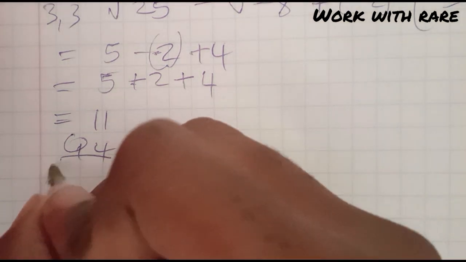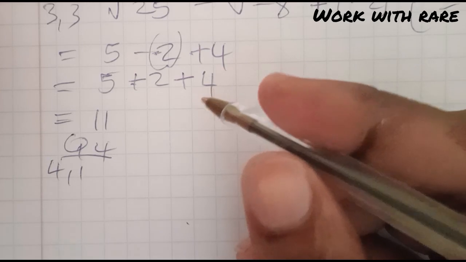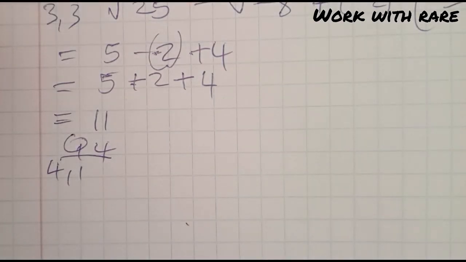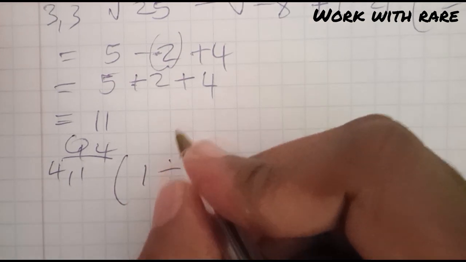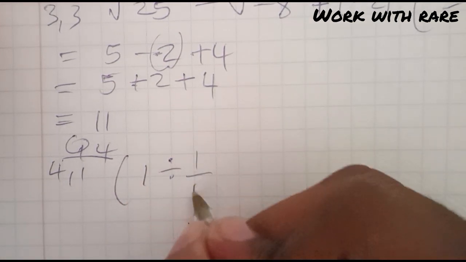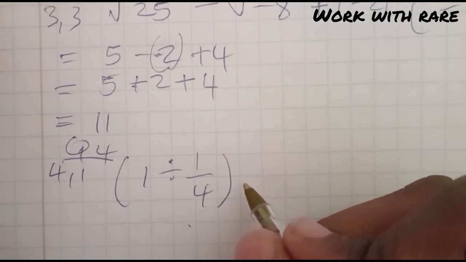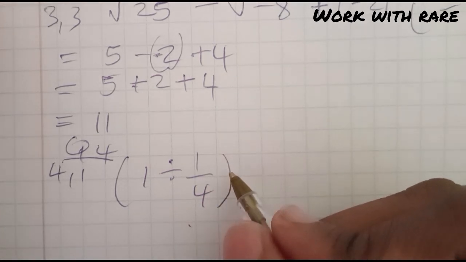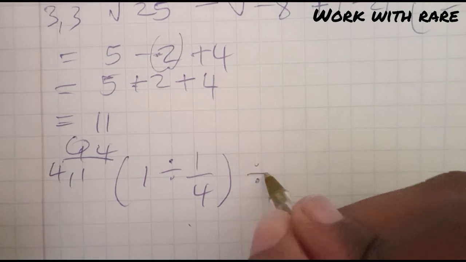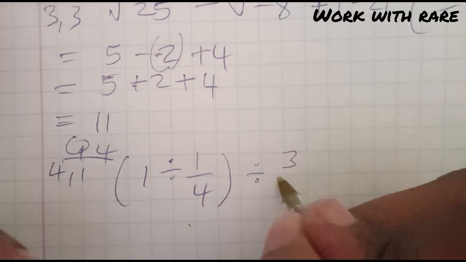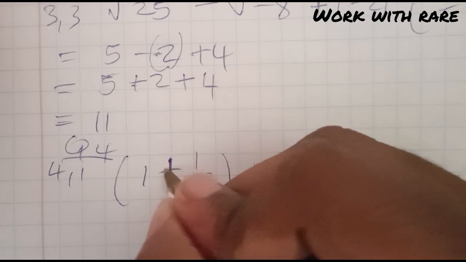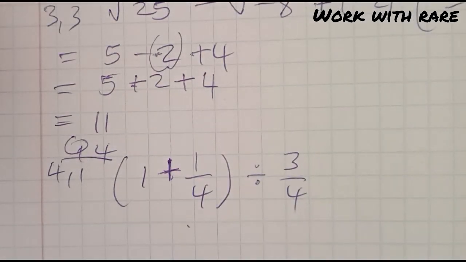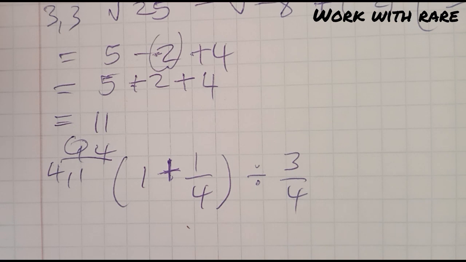So 4.1 says we have a bracket 1 divided by 1 over 4 divided by 3 over 4. No, inside the bracket is plus, so it's plus. So right, it's 3 marks.